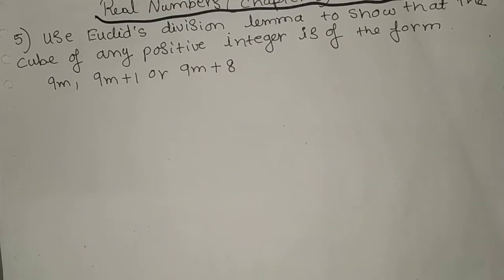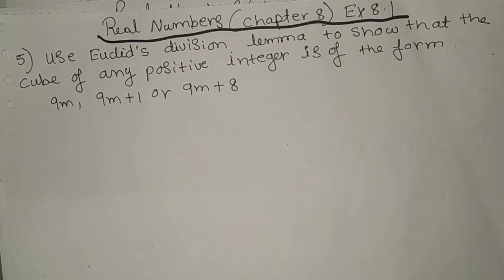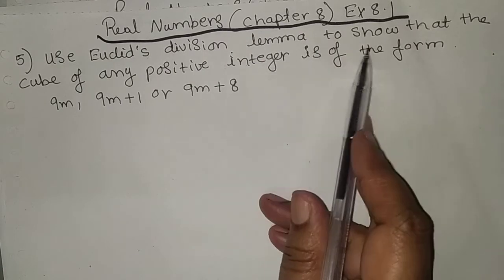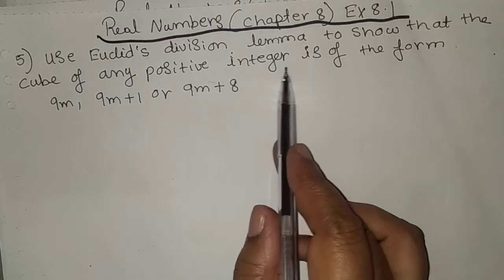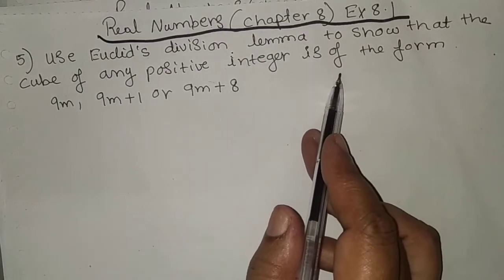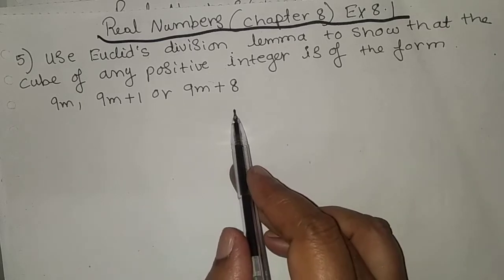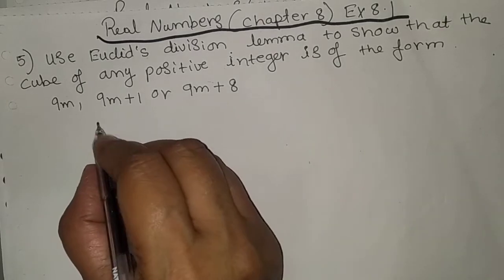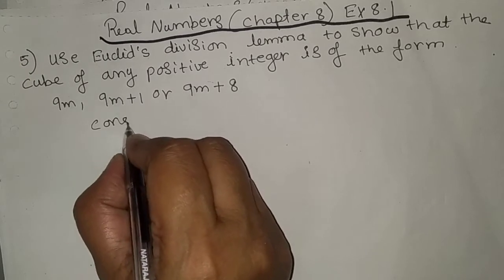So here also same thing, we have to cube. So this is, use Euclid's division lemma to show that the cube of any positive integer is of the form 9m plus 1 or 9m plus 8. So I'll directly start the problem.